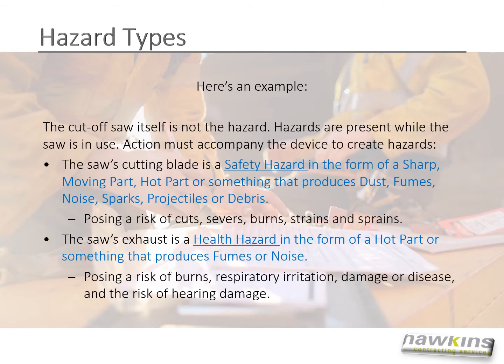Here's an example. The cutoff saw itself is not the hazard. Hazards are present while the saw is in use. Action must accompany the device to create hazards. Therefore, the saw's cutting blade is a safety hazard in the form of a sharp, moving part, hot part, or something that produces dust, fumes, noise, sparks, projectiles, or debris, thereby posing a risk of cuts, severs, burns, strains, and sprains. And the saw's exhaust is a health hazard in the form of a hot part or something that produces fumes or noise, thereby posing a risk of burns, respiratory irritation, damage or disease, and the risk of hearing damage.